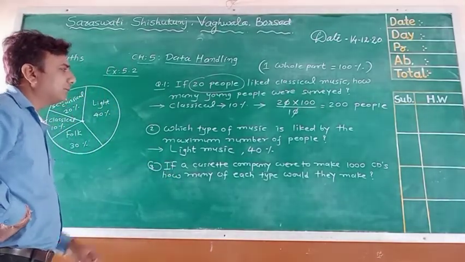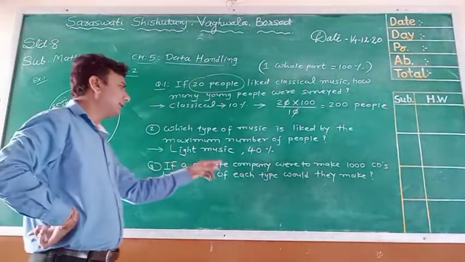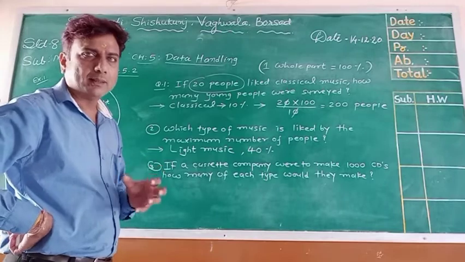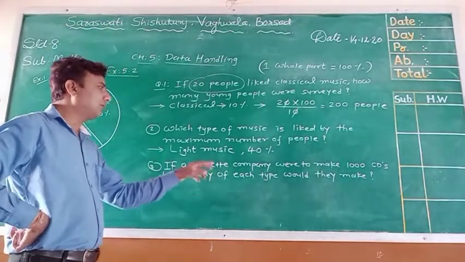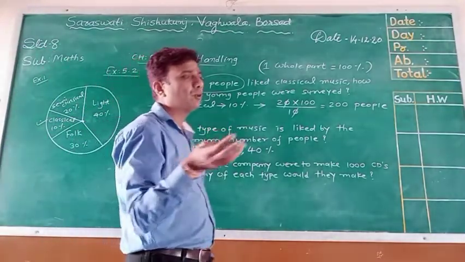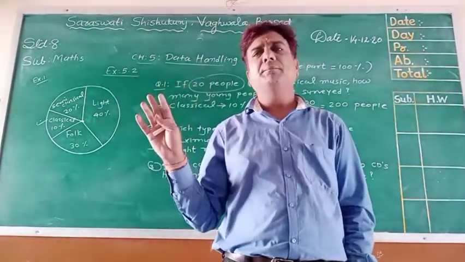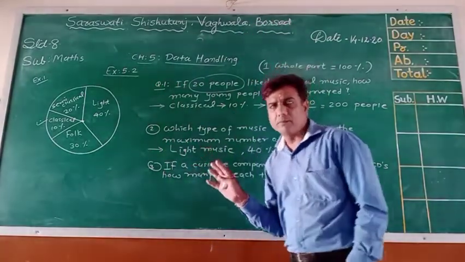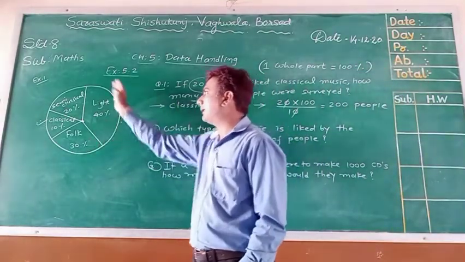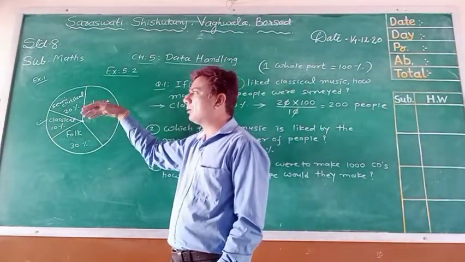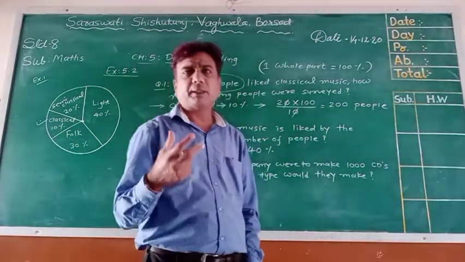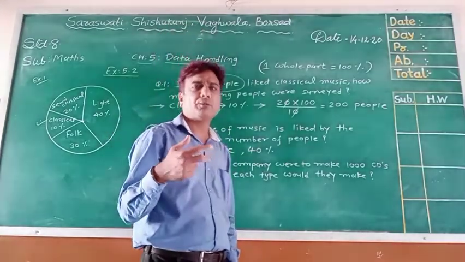Now 3. This is important. If a cassette company were to make 1000 CDs, how many CDs of each type would they make? Suppose there is one company that produces 1000 CDs. He wants to distribute these 1000 CDs among all the sections: light, folk, classical, and semi-classical. So how many CDs must be distributed to each part?